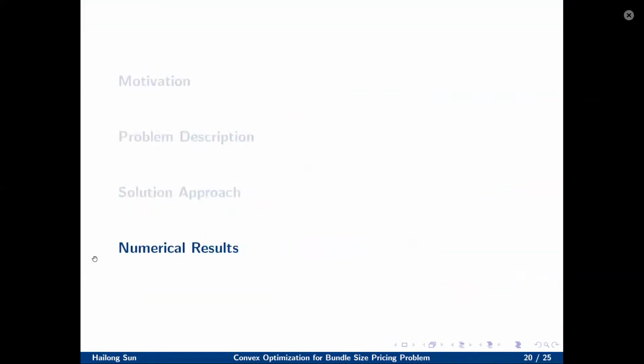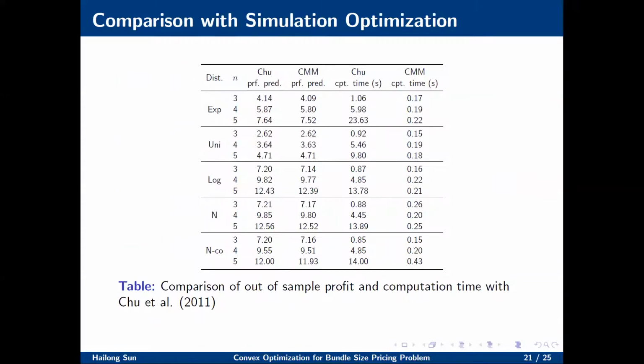So next, let's look at some numerical results. So first, we compare our approach with the simulation optimization approach. We test several common distributions. For example, the exponential, uniform, logit, independent normal, and normal with correlations. So we test several numbers of products, namely 3, 4, and 5. So we can see that the simulation optimization approach can get near optimal solution for small scale problems. And the profit of our approach is quite near to their approach. So in this case, it means that the CMM approach can get near optimal solution.